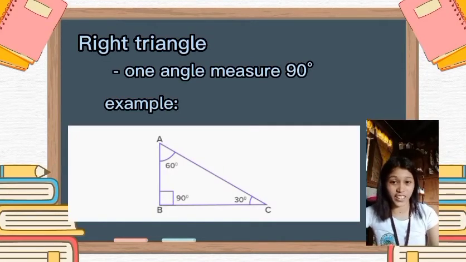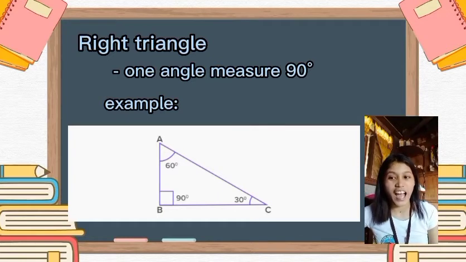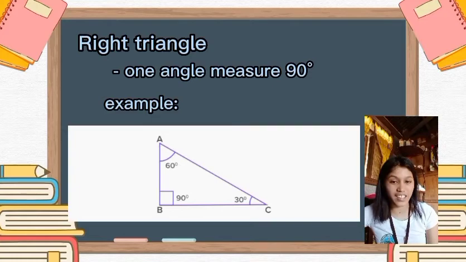So next one is the right triangle. One angle measures 90 degrees. An example of a right triangle: angle A is 60 degrees, angle B is 90 degrees, and angle C is 30 degrees. Based on the definition, a right triangle has at least one angle measuring 90 degrees. If you notice in the picture, angle B has a 90 degree measurement, angle A is 60 degrees and angle C is 30 degrees.